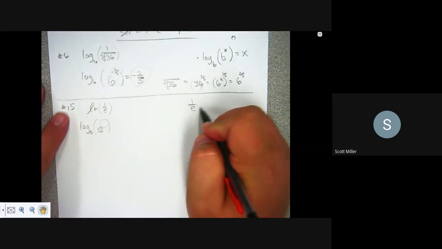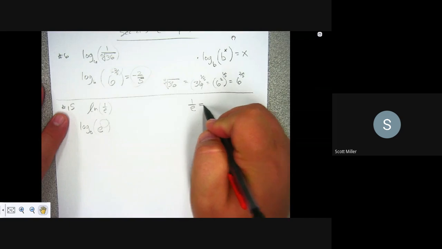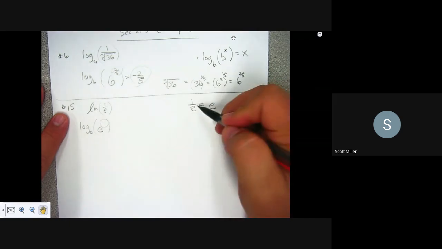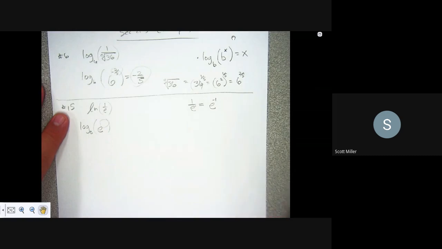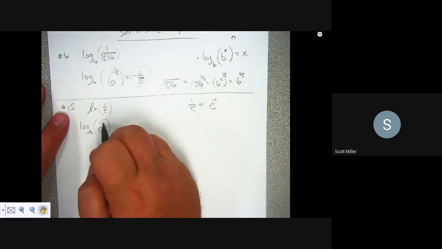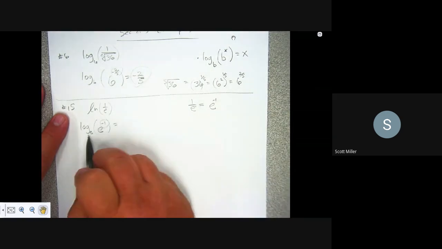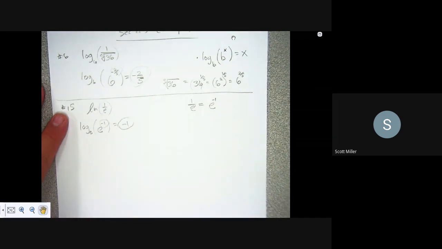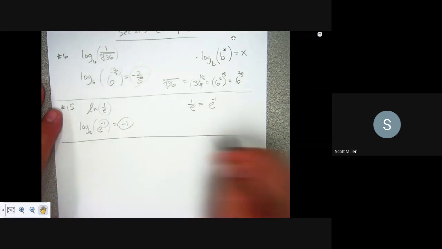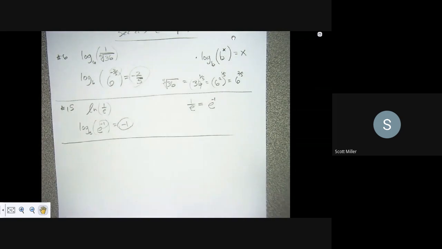1 over e is equal to e to the power of 1. So when I bring it to the top, it becomes negative 1. So this fraction is just simply e to the negative 1. The bases are the same, so the answer is the exponent. And that's how you can do something like that with a natural log. Same process, it's just a natural log.